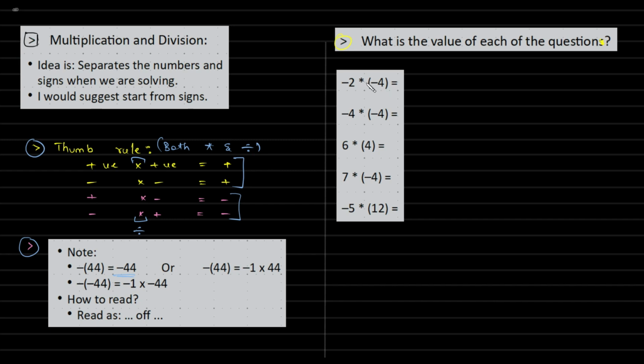First is the sign. Whenever you're multiplying negative and negative, you'll get positive. So decide on the sign. 2 4s are 8. Then the number. This is the sequence of execution that you have to follow: first decide on the sign, and then the number.